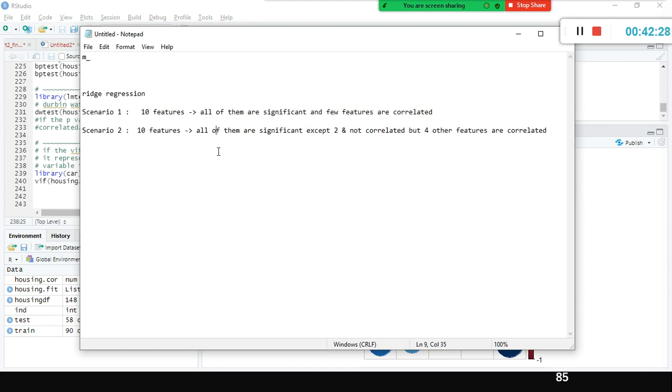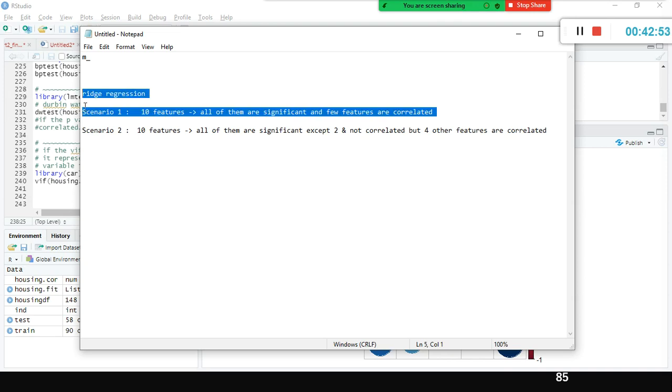The first scenario is the candidate for this. So all the 10 features were significant, and a few features were correlated. In that case, the correlated features will be addressed by ridge regression by assigning 0 to the respective correlated feature's slope value. So that is how ridge regression finalizes. In this case, you can use ridge regression.